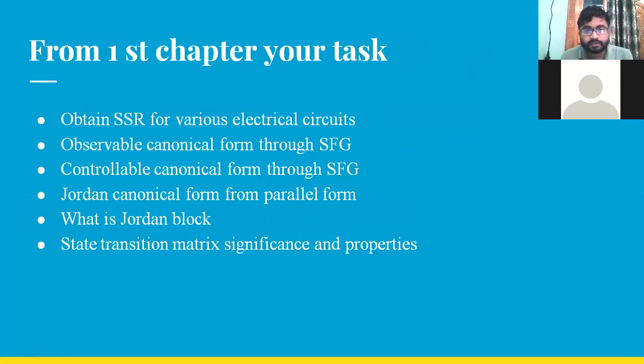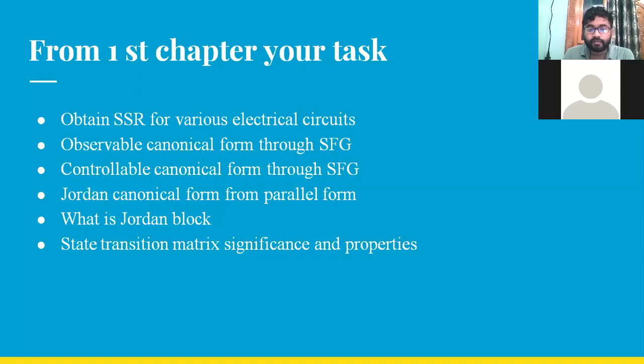So these are the tasks that I have given to you from the beginning of the first chapter. Obtain the steady state response for various electrical circuits. I have solved only one circuit in the class, and I asked you to solve for many circuits. Next is the observable canonical form. I have solved it through the principle of ERT, and I asked you to solve it using a signal flow graph. Similarly, the controllable canonical form, we have seen in class through the phase variable form, and you need to see this also through the signal flow graph.